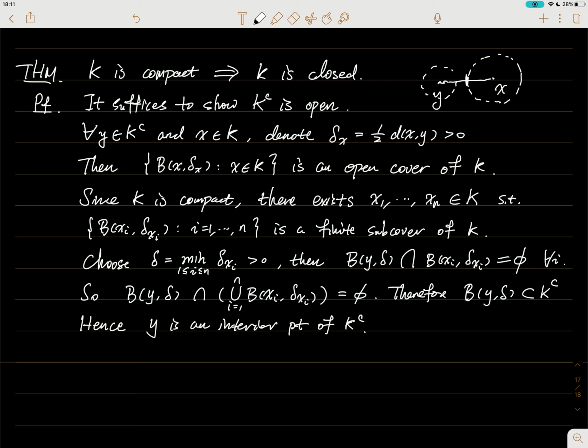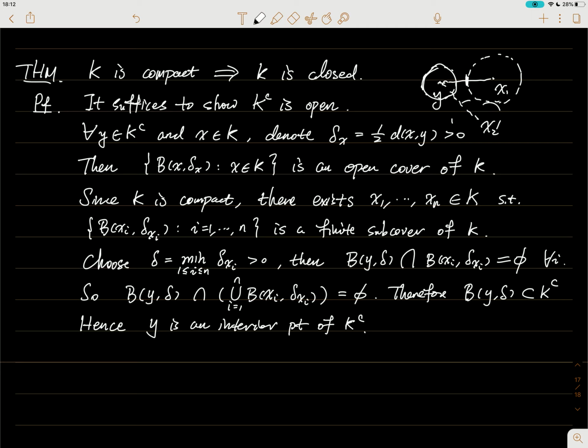So this is the ball, say this is x1, and I may have another x2, and this is their distance, and I also draw a ball, but my delta here is chosen as the smallest of the radii there. So this ball will not intersect with any of them because delta is smaller than any of those delta xi's, smaller than any of those radii. So that's why B(y, delta) will not overlap with B(xi, delta xi) for any i. So it doesn't overlap with any of those finitely many balls.